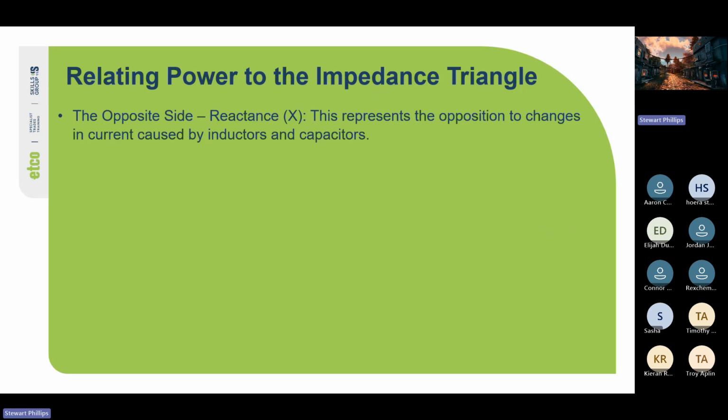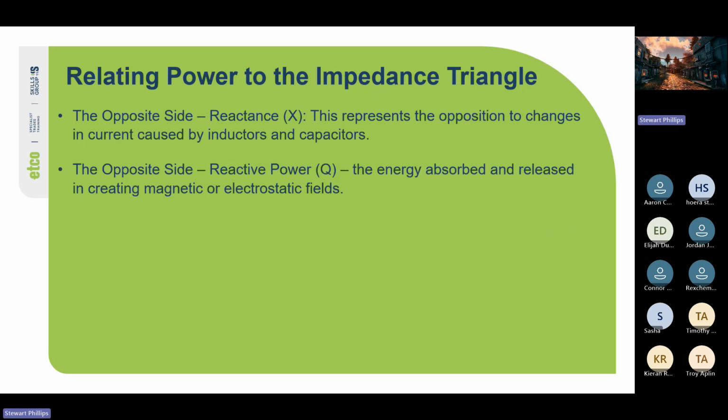It represents the opposition to changes in current by our inductors and our capacitors. It's also our reactive power side, or our Q. It is the energy absorbed and released in creating the magnetic field or the electrostatic field. It's often called wattless power, as it doesn't contribute to the real work.